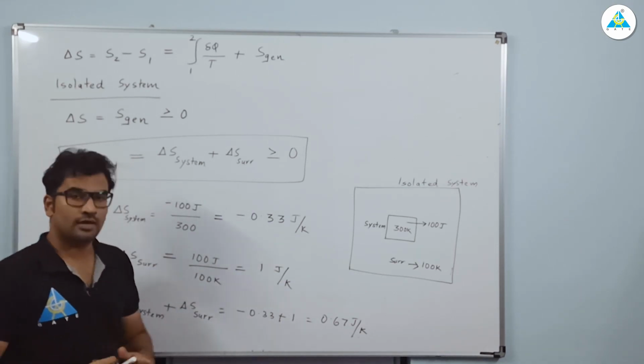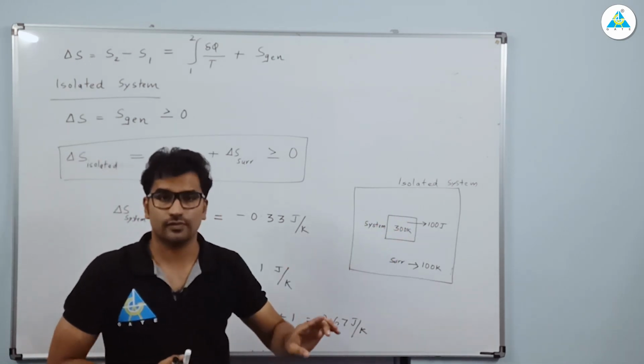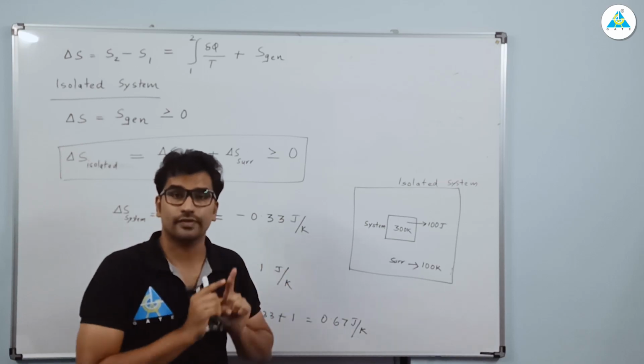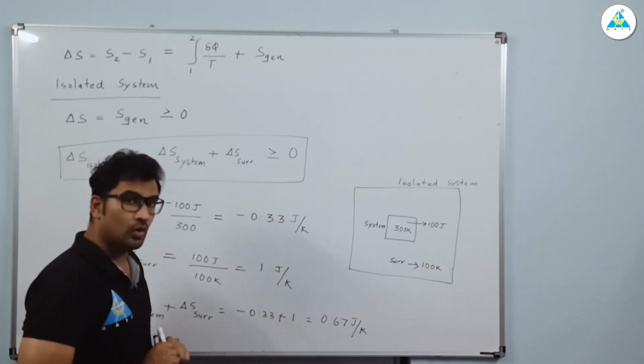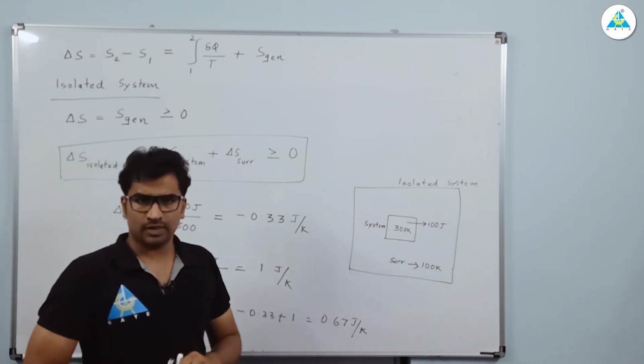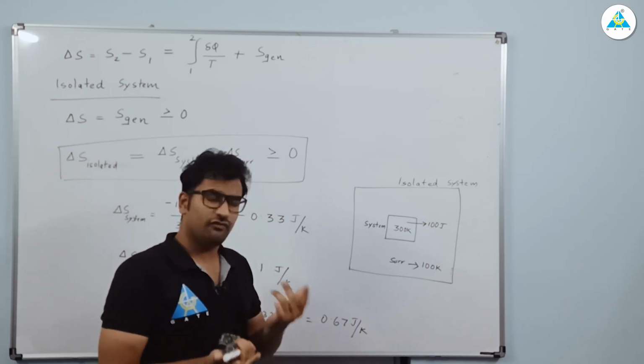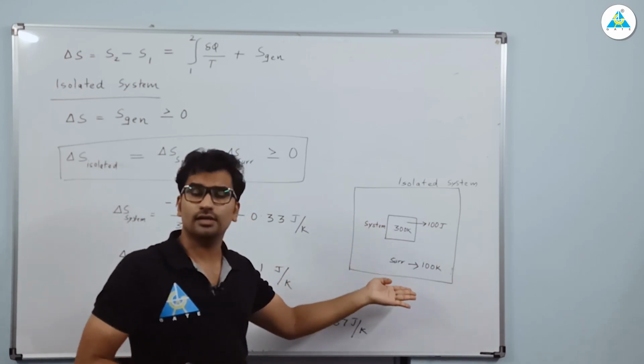First of all, there is a system at 300 Kelvin and a surrounding at 100 Kelvin. There is a heat transfer process, so our process is a heat transfer process. The amount of heat transferred is 100 joule from the system to the surrounding. So what we are doing is considering system plus surrounding, which is equal to what?